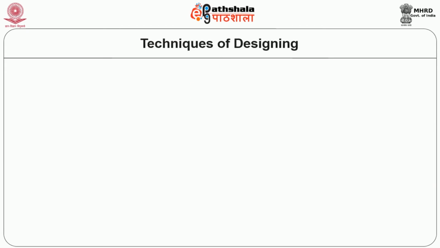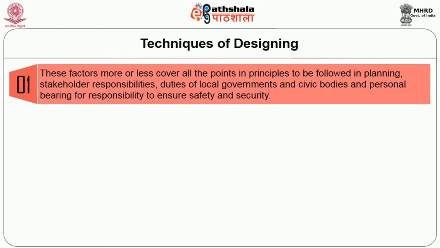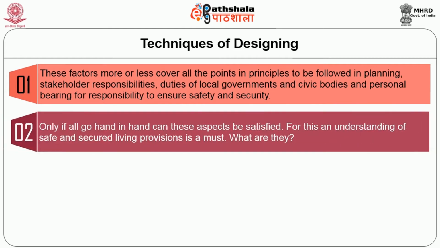The next point of concern is the techniques of designing appreciable housing environments. If satisfied, they would probably gratify all other requirements. There are 17 such aspects as shown in the slide. These factors more or less cover all the points and principles to be followed in planning, stakeholder responsibilities, duties of local governments and civic bodies, and personal responsibility to ensure safety and security. Only if all go hand in hand can these aspects be satisfied.